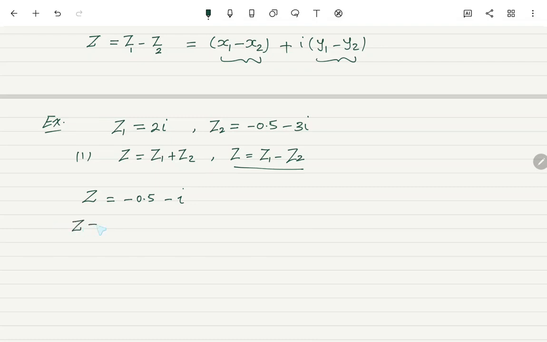Now for the second one, the subtraction, z equals z1 minus z2, which equals the real part for z1, 0, minus the real part for z2, minus 0.5. 0 minus minus 0.5 is 0.5. Now the imaginary part for z1 is 2, and the imaginary part for z2 is minus 3. 2 minus minus 3 is 5i.